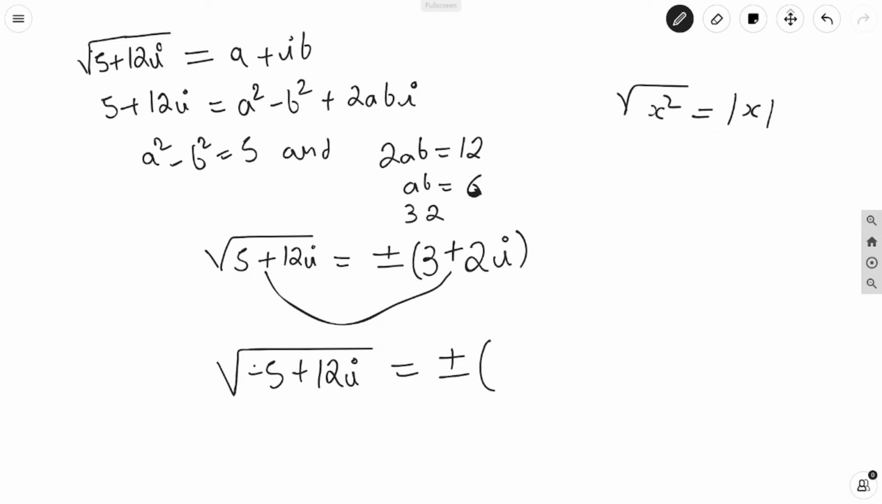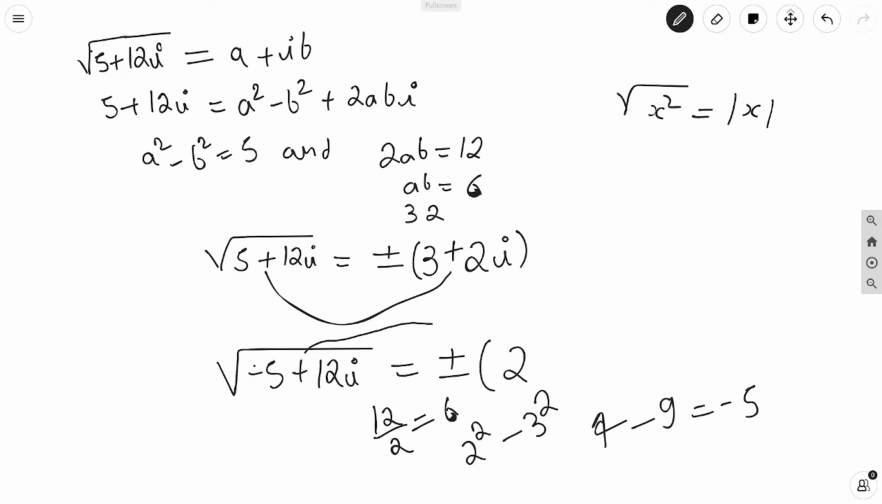Now take the imaginary part, divide by 2, and we get 6. Now think of two numbers whose product is 6, but the difference between the squares of these numbers is minus 5. What are these two numbers? These are 2 and 3, as 2 square minus 3 square is 4 minus 9, which gives us minus 5. So we obtained a as 2 and b as 3. So put a as 2. For the sign of the imaginary part, take it the same as the question. This is the answer of this question.